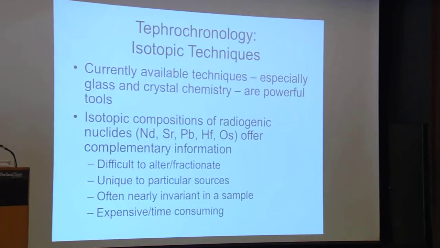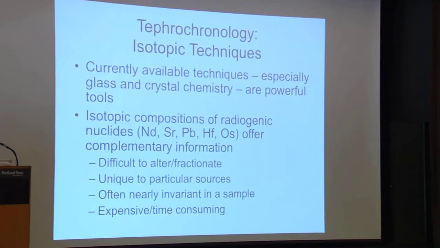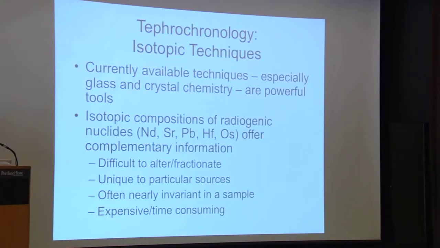Isotopic compositions of radiogenic nuclides offer some of this complementary information: neodymium, strontium, lead, osmium, hafnium, whatever you like. They're very useful. They're difficult to alter, difficult to fractionate. Often they're unique to particular sources, and often they're relatively univariant for a particular eruption. So you don't need to make dozens or hundreds of analyses. You can be pretty confident that one analysis will adequately characterize the isotopic composition of that particular material. However, the downside is, of course, they are expensive, time-consuming, and often consume a huge amount of sample.